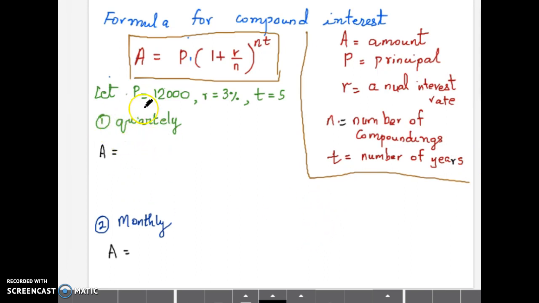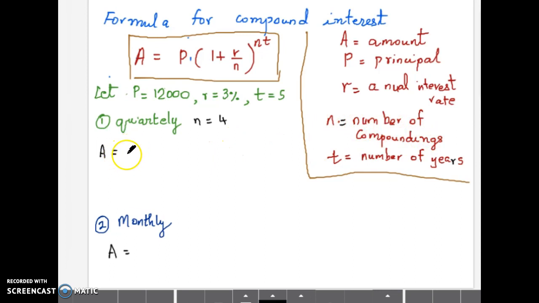So let's do an example problem. Let's say the amount of money that you put in the bank is $12,000. Okay, $12,000 to start with is the principal, and the annual rate is 3%, and the number of years for which you're putting it is 5. Find the amount that you're going to get if it is compounded quarterly. Now quarter means 4 times, so it's going to be compounded 4 times a year. So n is the number of compounding. So in here, since they use the word quarterly, you can say that n is 4.